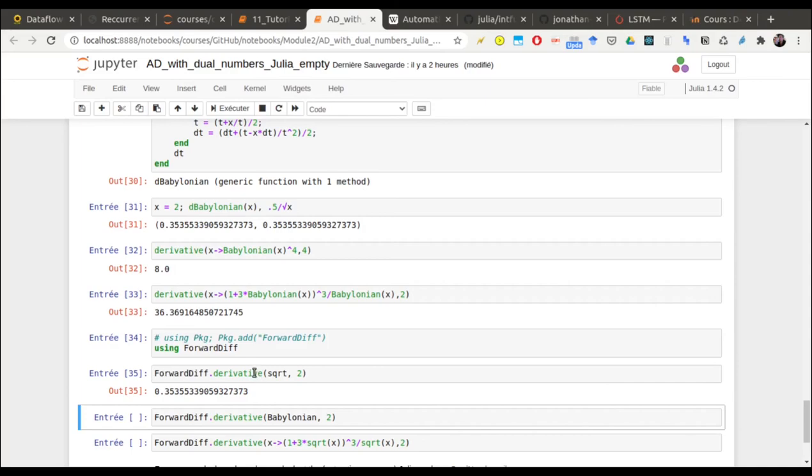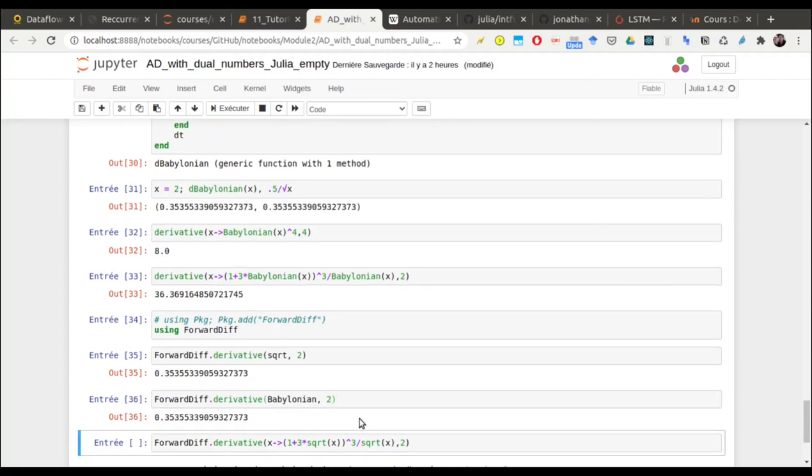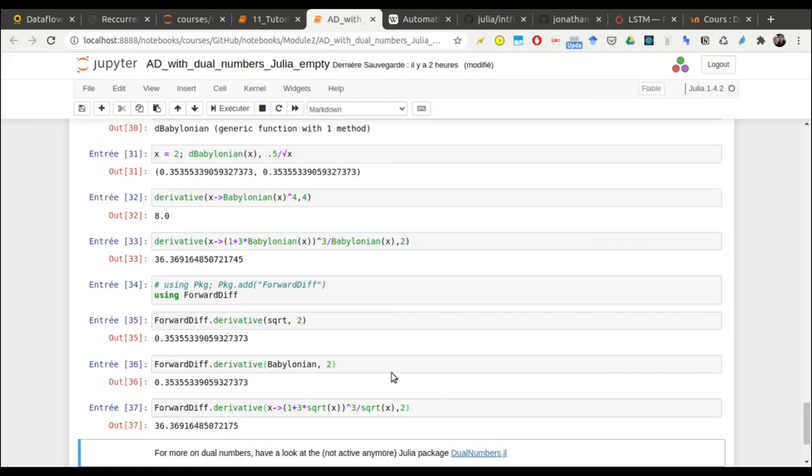So I'm using the derivative function in this module for the square root function evaluated at 2. So this should be this value. You can check that for the Babylonian you get something similar. And if you want to check the last formula here, I'm replacing Babylonian by square root of x. It's evaluated at 2, and you see that this answer is actually correct.